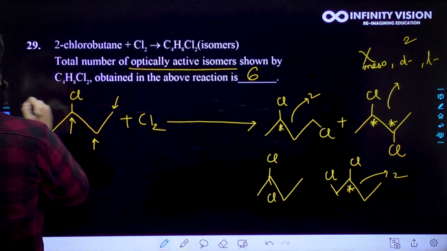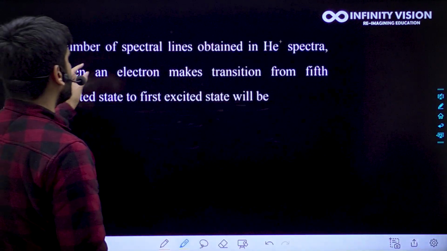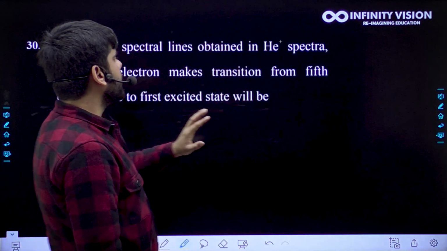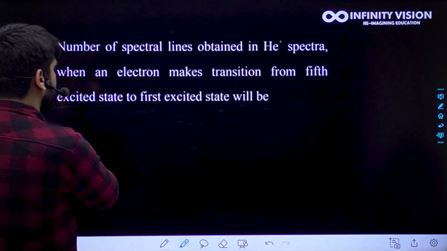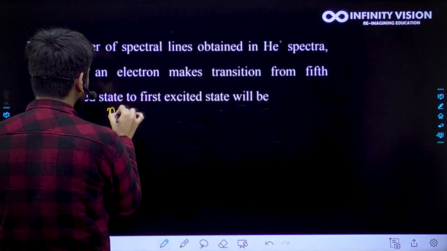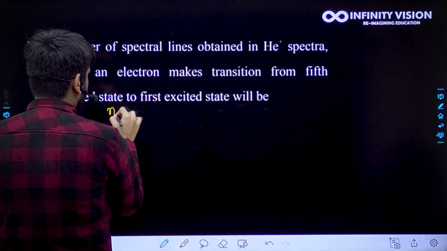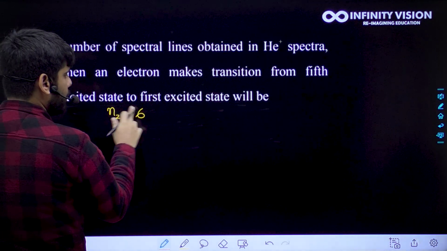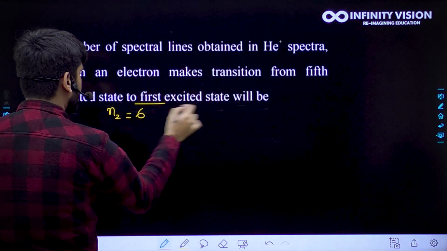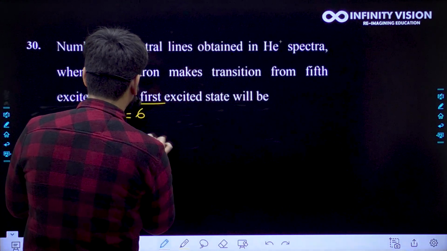Let us discuss the last question for today. The question is number of spectral lines obtained in helium spectra when an electron makes transition from the 5th excited state. Now the 5th excited state means the higher level, that is, let's say n2, which is the 5th excited state, that means it is 6. n2 is 6, and n1 is the first excited state, that means n1 is 2.